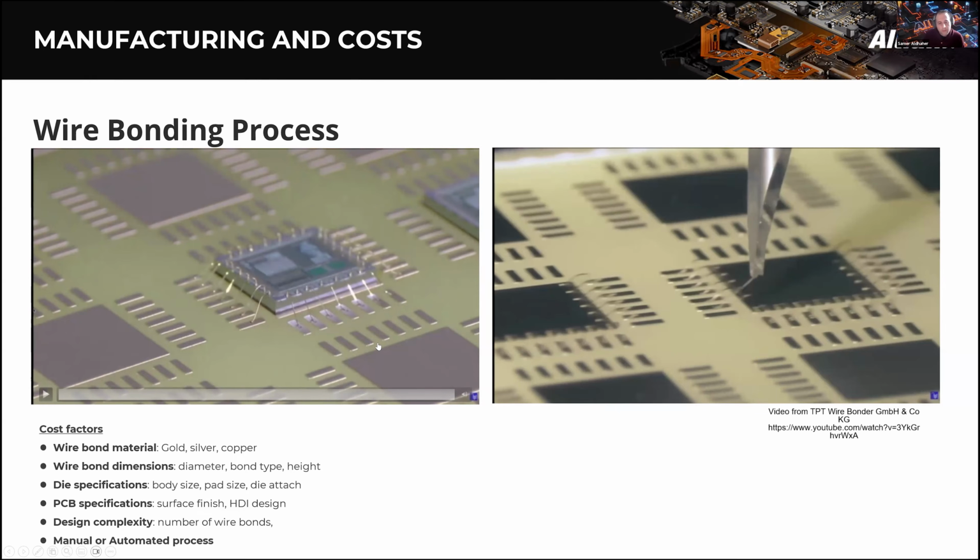finish on your PCB, and that could add to the cost as well. And of course, wire bonding could be done on a manual process or an automated process. And you can imagine if it's manual with someone controlling the machine, that obviously will be more expensive than a fully automated process.